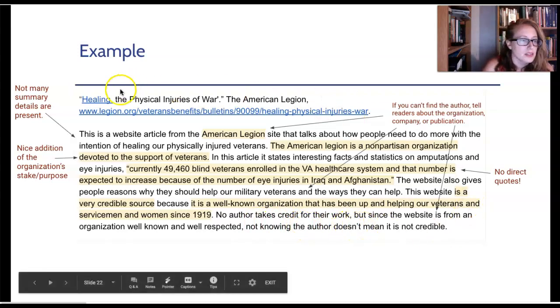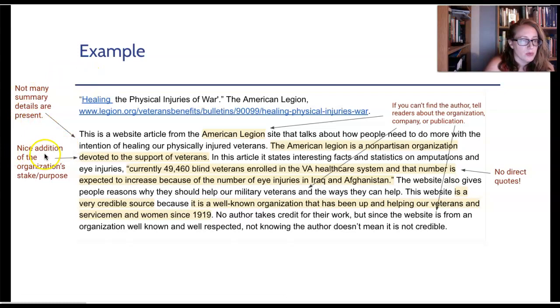The other thing I want to notice is they do have a really nice addition of the organization's stake or purpose. They don't state any bias or anything like that. The reader can make their mind up about that, but the fact that the American Legion is a nonpartisan organization devoted to the support of veterans shows this is what their stake is. This is why they care about the issue. A lot of times you can pull those from mission statements and things like that. And it's important to have that information about organizations, especially those behind the text that you decide to include.